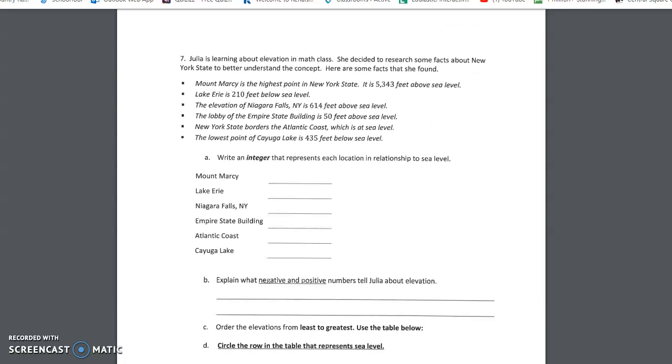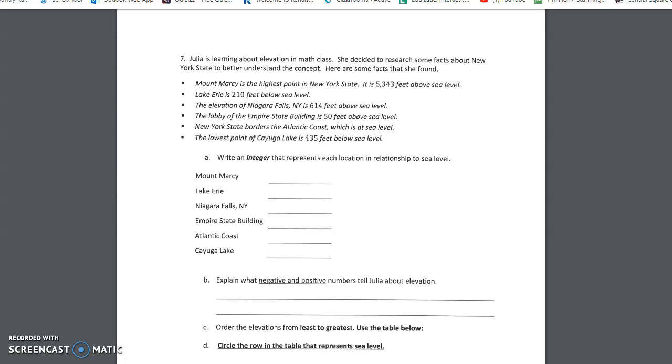Question 7. Julia is learning about elevation in math class. She decided to research some facts about New York State to better understand the concept. Here are some facts that she found. Mount Marcy is the highest point in New York State. It is 5,343 feet above sea level.